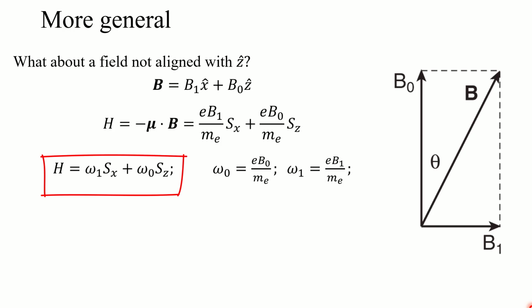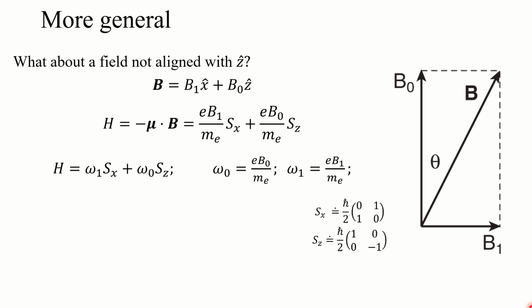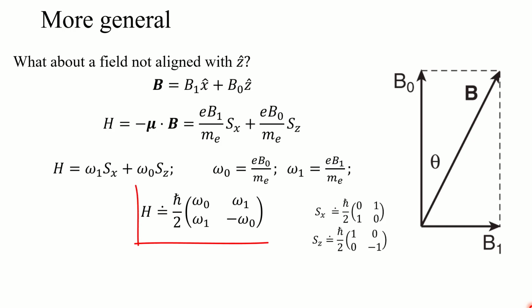Since we know our spin operators, our S sub x is just ones on the off diagonal, times h bar over 2, and our S sub z is h bar over 2 times 1 and negative 1 along the diagonal. This Hamiltonian in the z basis matrix representation looks like this. So we figured out, the same way we did last time, what our Hamiltonian is.